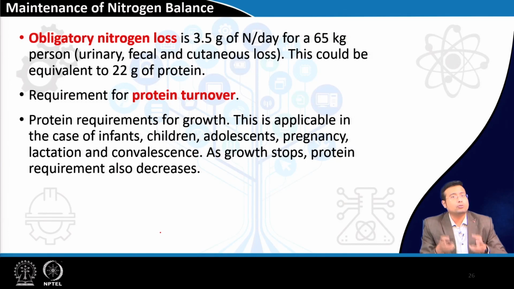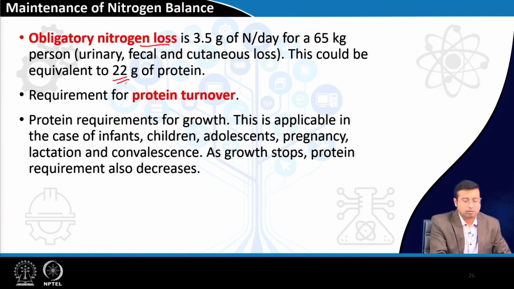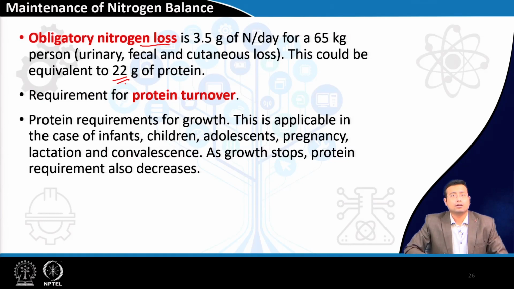The main source of nitrogen is proteins, the amino component of nitrogen. So, we need to eat protein in order to tackle the loss of protein. So, what is nitrogen? Obligatory nitrogen loss means the loss we cannot control: loss in feces, loss in urine, loss via skin, approximately equivalent to 22 grams of protein.